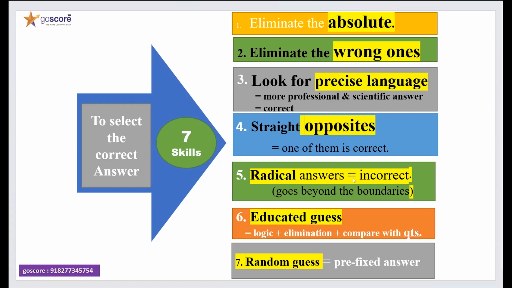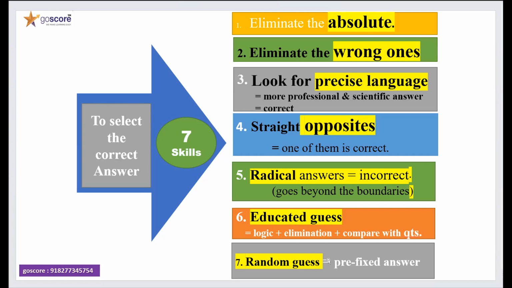Then radical answers. Radical answers are always incorrect answers. That means an answer which goes beyond boundaries. Then educated guess. Educated guess means logic plus elimination plus comparing with the questions. So you'll compare the question's options according to the logic you are guessing. That is an educated guess.